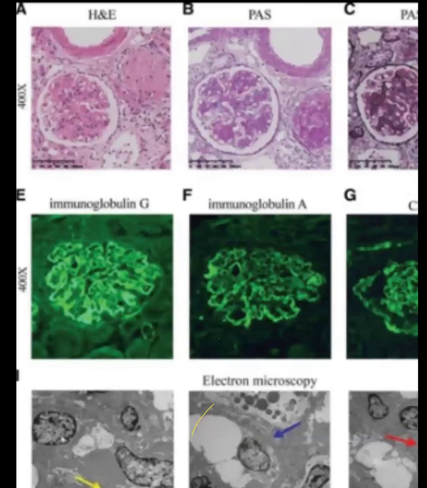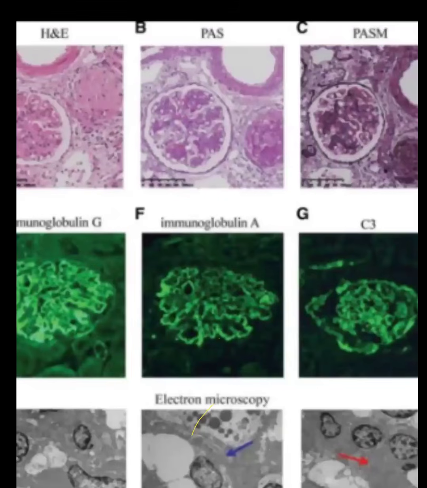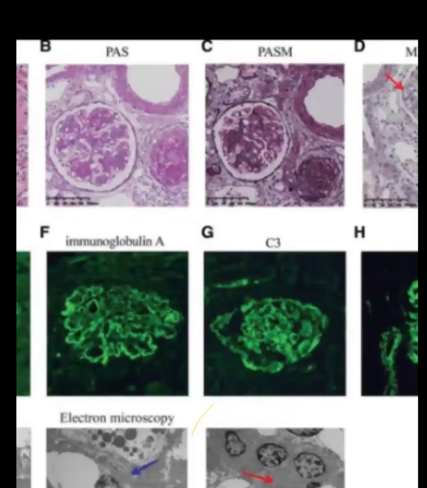So this is actually the first picture. You can see the H and E. So it is a basic stain. It is H and E stain, that is a hematoxylin and eosin stain. And the magenta color you are seeing is the periodic acid Schiff stain. And again, you can see the silver stain and the Masson trichrome stain.